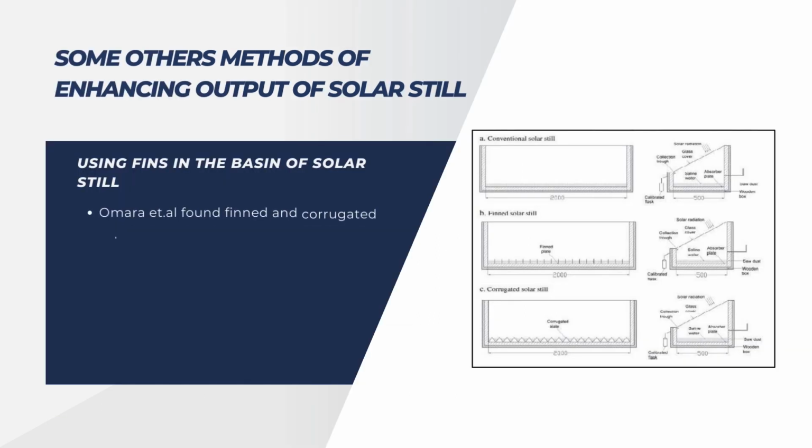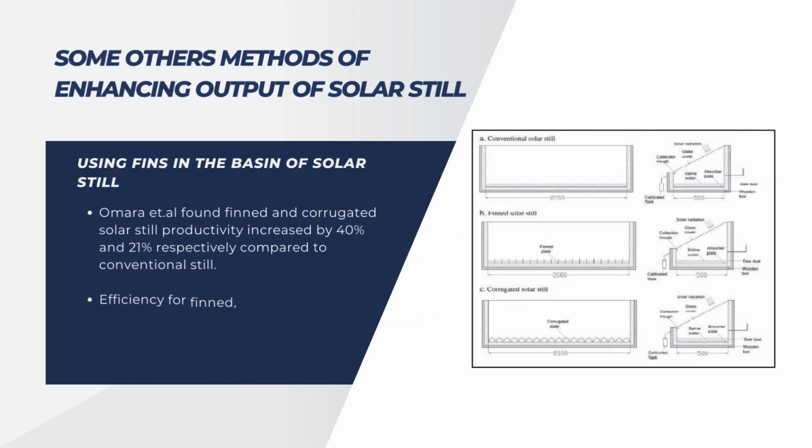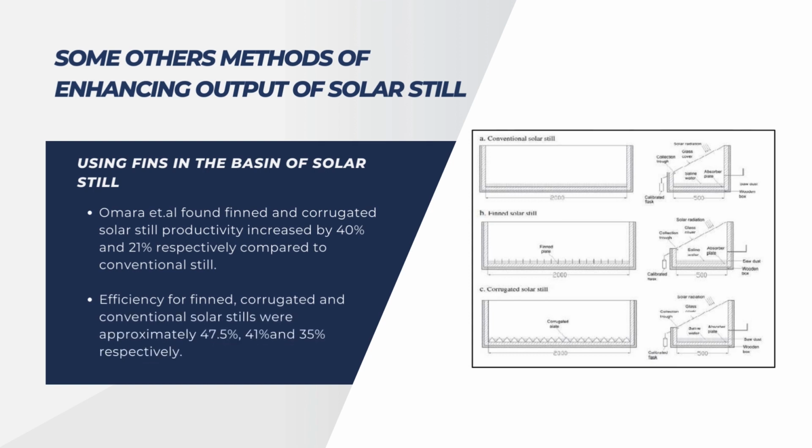Another scientist, O'Meara et al., experimentally compared the performance of a conventional solar still, a finned solar still, and a corrugated solar still, and they found that with the finned and corrugated solar still the productivity increases by approximately 40% and 21% respectively. In this case, the daily efficiency for finned, corrugated and conventional solar stills was approximately 47.5%, 41% and 35% respectively.